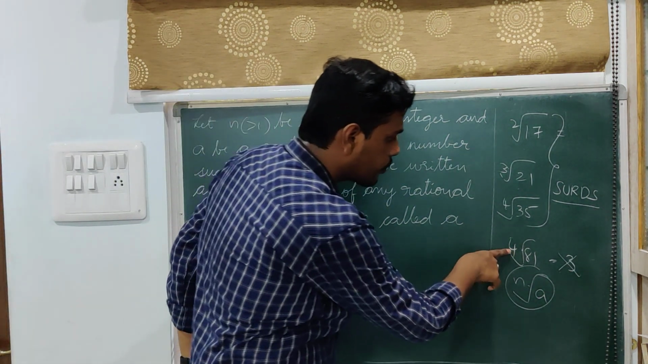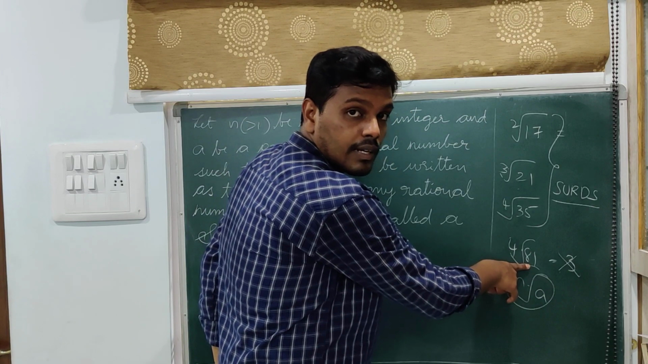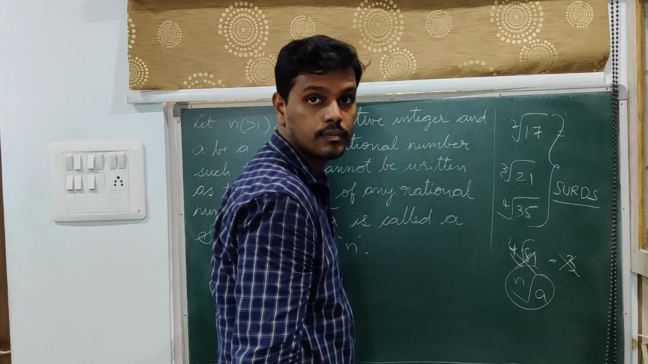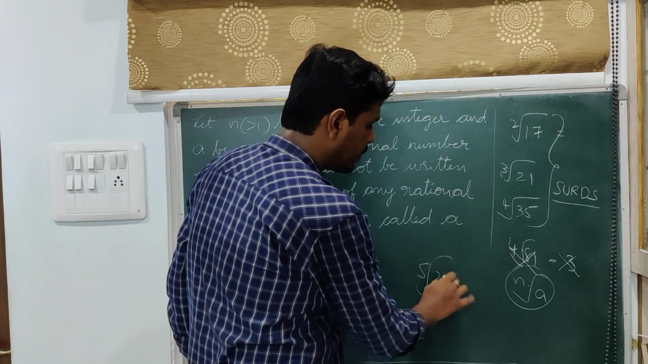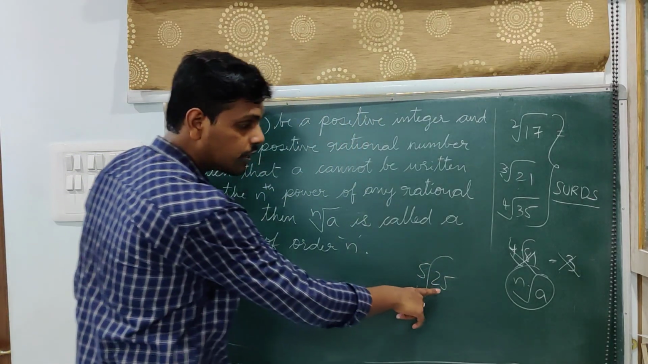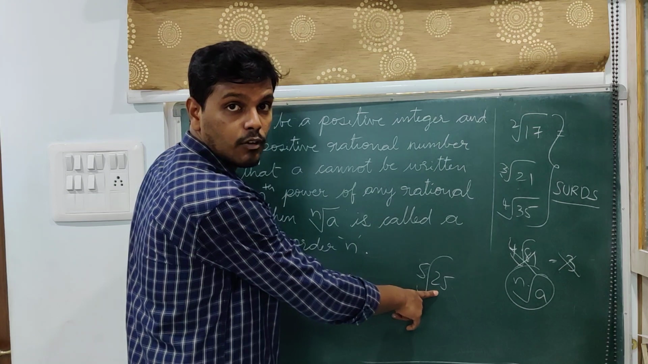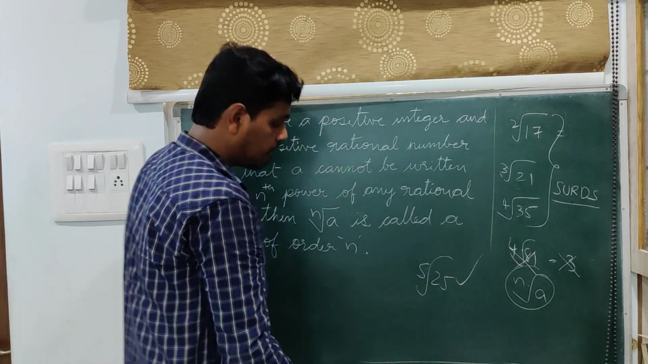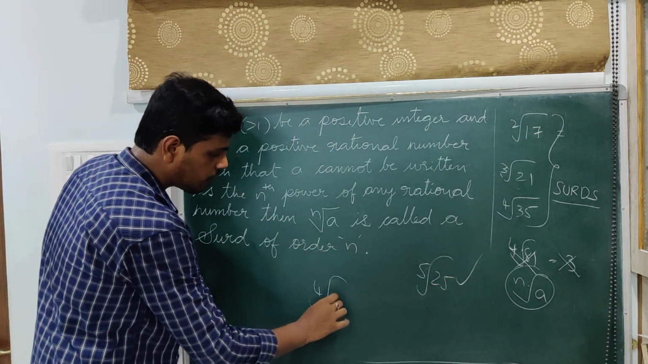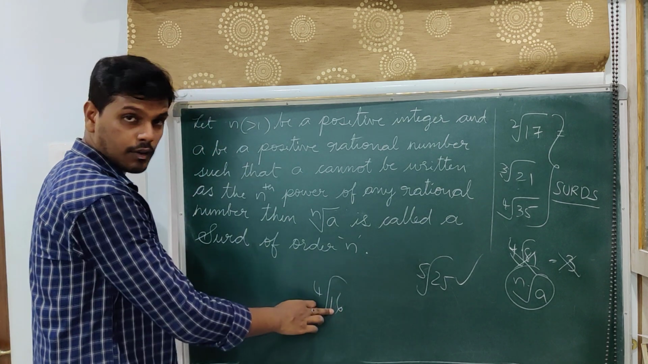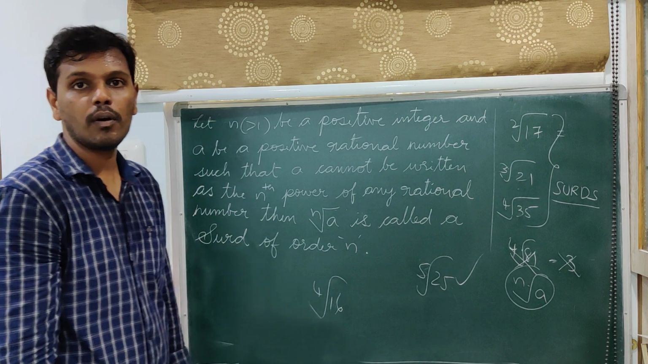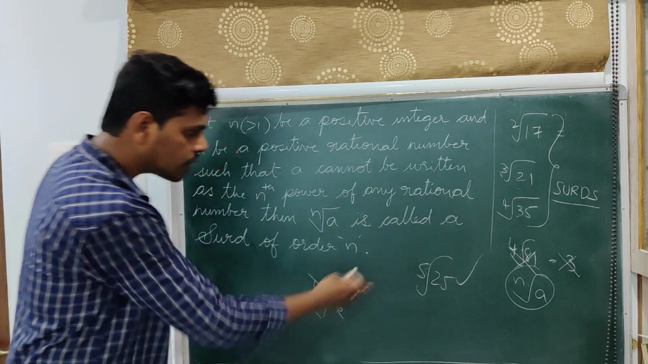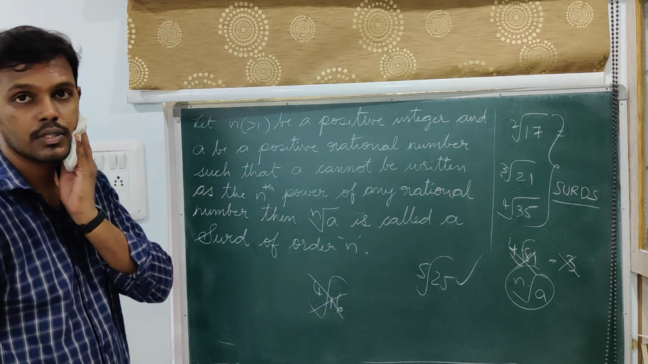See, here the fourth root of 81 you can write as 3 power 4. Therefore, this is not a surd. Next, say the fifth root of 25. The fifth root of 25 cannot be written as any number to the power of 5. Therefore, this is a surd. Likewise, the fourth root of 16 is not a surd because 16 can be written as 2 power 4. So these are examples of surds.